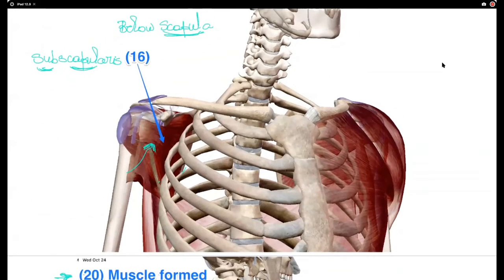Looking here on the ventral aspect of the scapula, between the scapula and the chest, we can see a muscle located underneath the scapula. What do we call this muscle located underneath the scapula? If you remember, this is my subscapularis. Subscapularis.